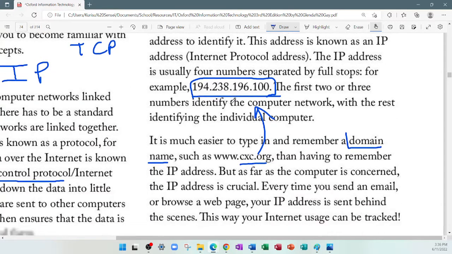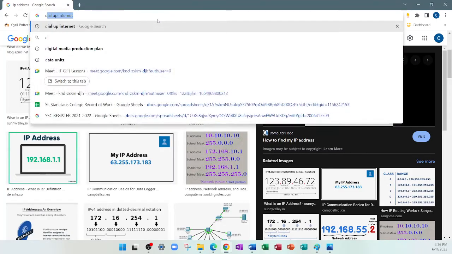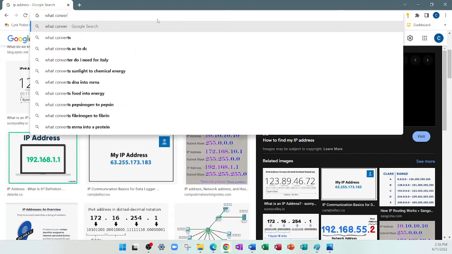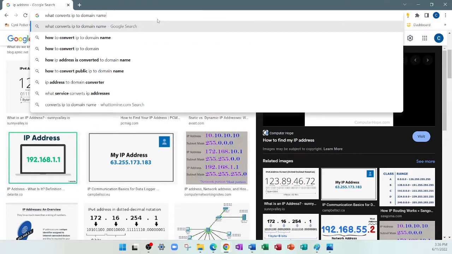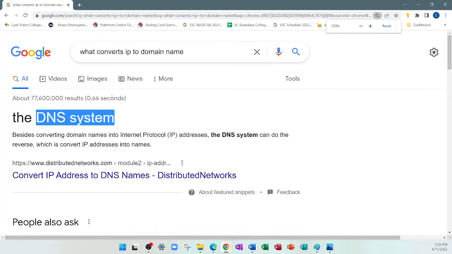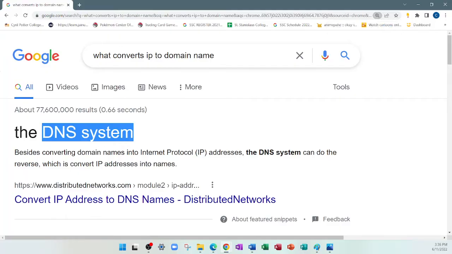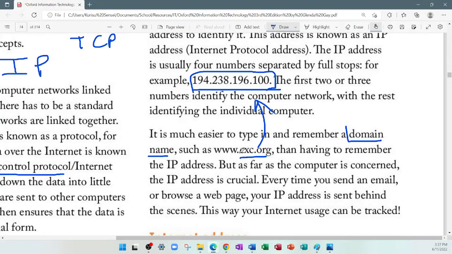Now, what converts IP to domain name? A DNS server or a DNS system. So this is the device here. DNS stands for Domain Name Service. So as I just indicated here, CXC.org, Facebook.org, they're called domain names.